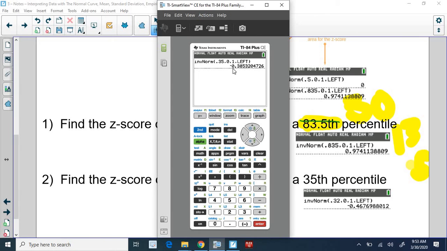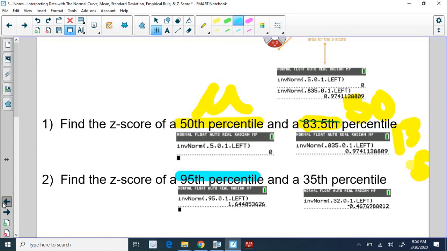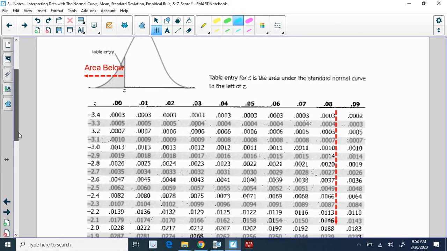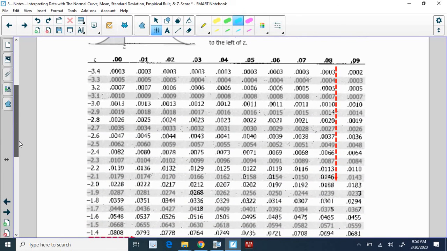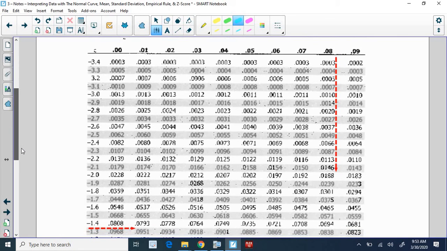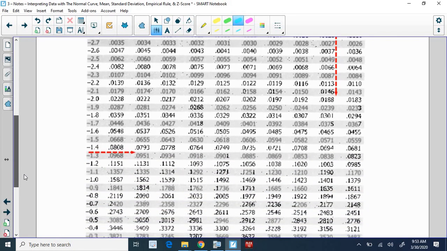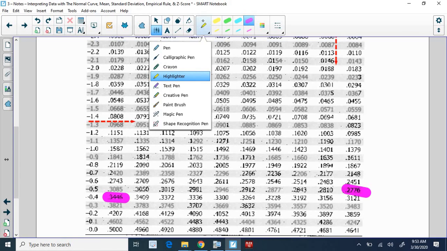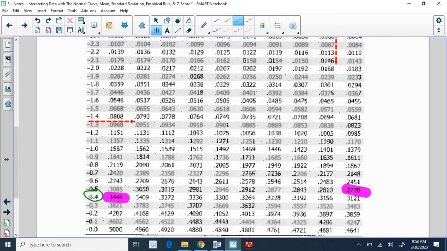So why don't we look at that one on the chart. Again, we're going to look for 0.35 on the chart. I know that it's below the mean, so I'm going to look at the negative chart, and I'm looking for 0.35. So I have to keep going down. I'm getting close, I'm getting close. The best I can do on this chart is here, 0.3446, because the next one would be that one, and that's way not where I need. So that's the best I can do.